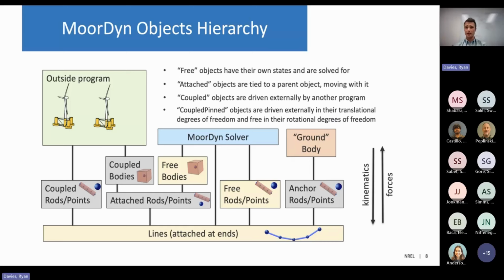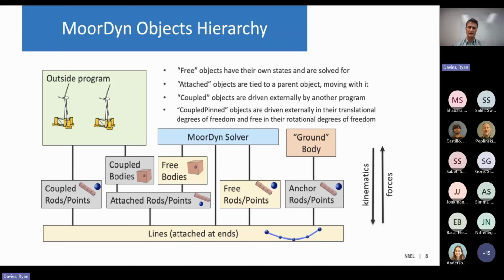You can have coupled objects. These are objects that are controlled by an outside program or your driver script. These are either points or bodies or rods that are passing their forces out to the script and then receiving kinematics from the script telling them how to move. These are the interfacing points that you use when you're working with MoorDyn.